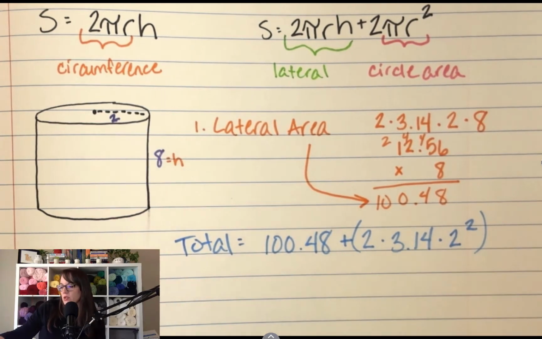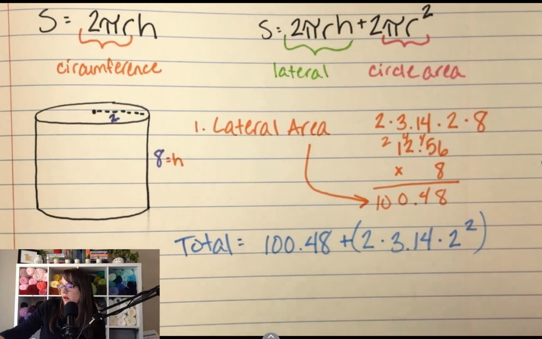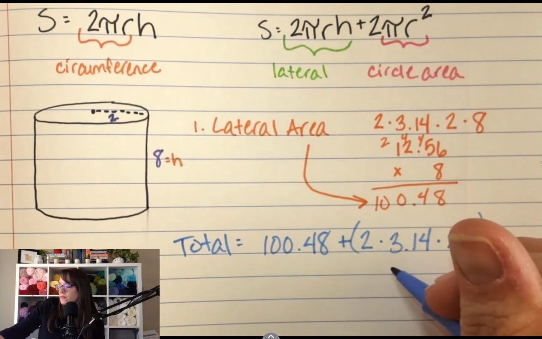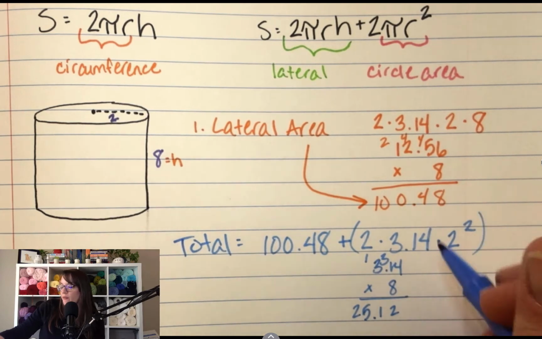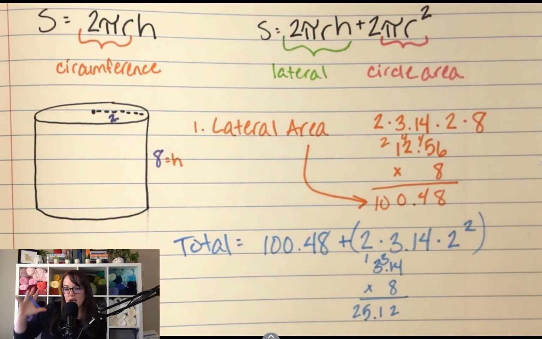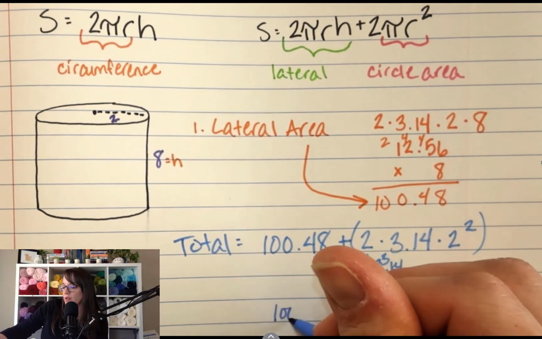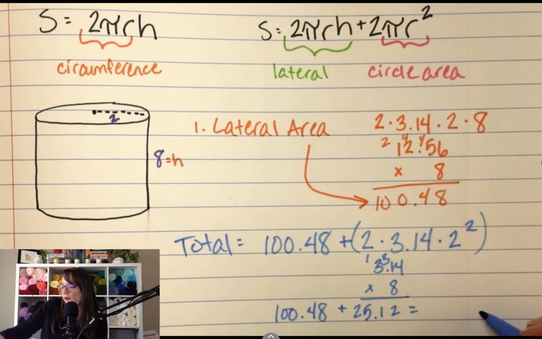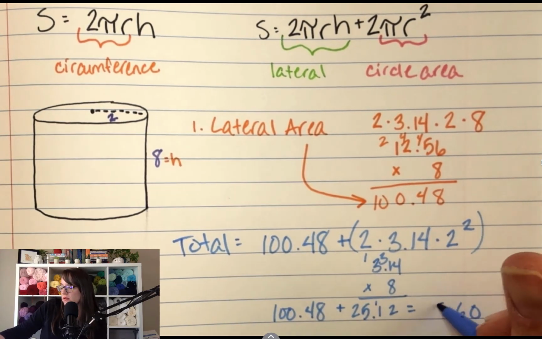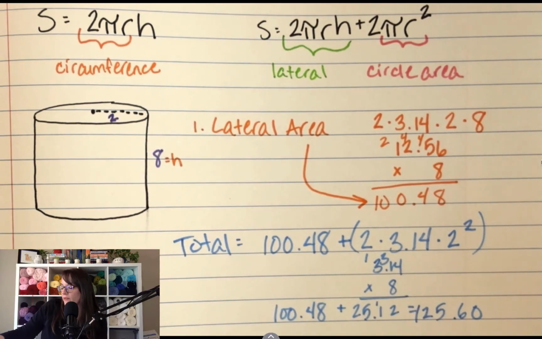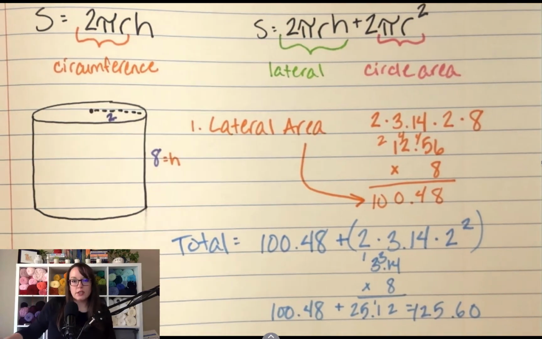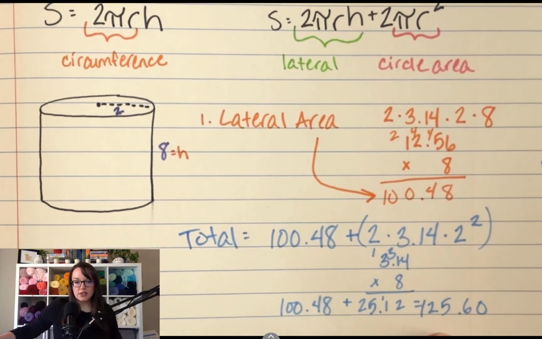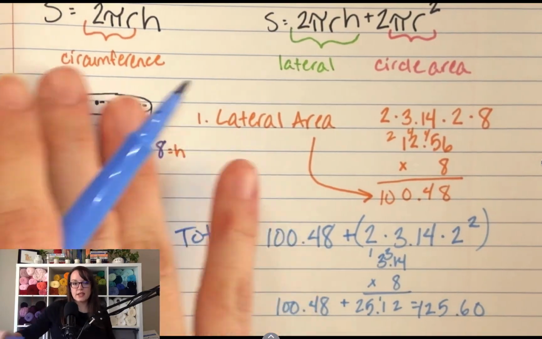So let's see, 2 times 2 is 4, times 2 is 8. So we've got 3.14 times 8. All right, so I've got 25.12 as the area of both of my bases. I still have to add 100.48. 125.60. So this is my total area, total surface area of this cylinder.